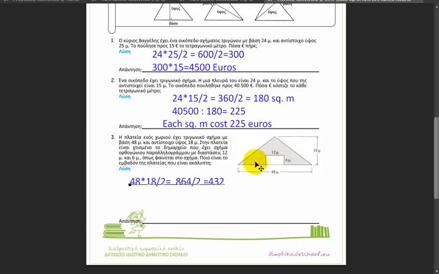Then what we need to do is find the area of the white triangle by doing 12 times 6. And that is going to give us 72. And then we need to subtract it from what we found before. So we need to do 432 minus 72. And that's going to give us 360. Yep. So the entire area of the square.